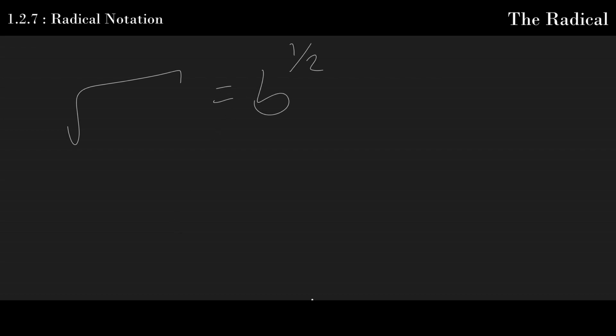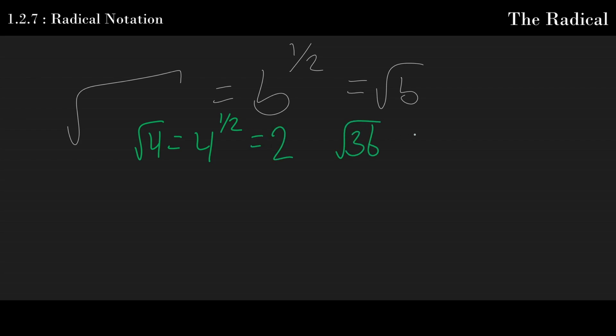The first, any base raised to the 1/2 power, is written as the square root of that base, where the base is any real number. For example, the square root of 4 is equal to 4 to the 1/2 power, which equals 2. And the square root of 36 is equal to 36 to the 1/2 power, which equals 6.